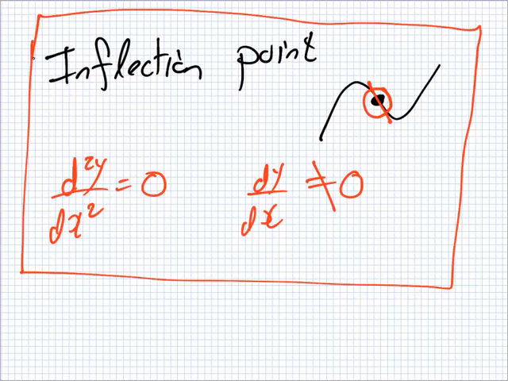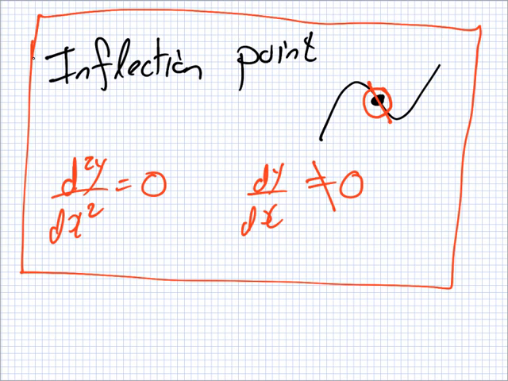Now, I know this is getting quite complicated, so what we're going to do next is make a table where we look at all the possibilities: if the first derivative is 0, if the second derivative is 0, if one of them is not 0. We'll have a look at all 9 possibilities.